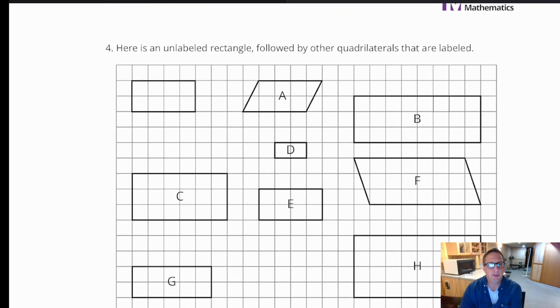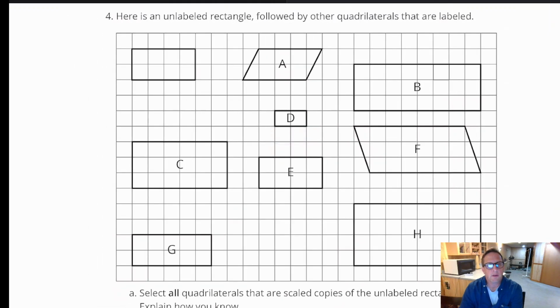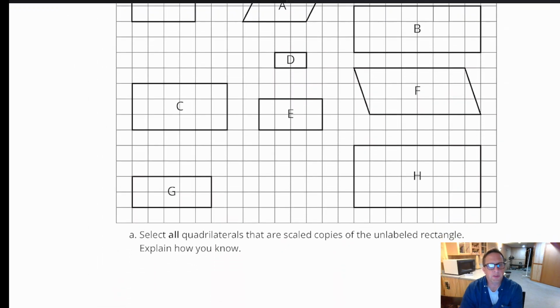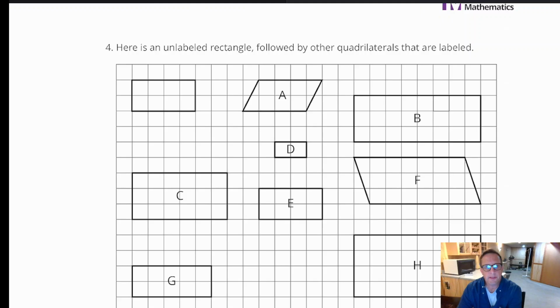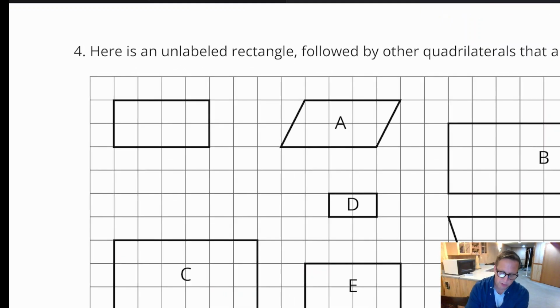For problem number 4, it says here is an unlabeled rectangle followed by other quadrilaterals that are labeled. All right, so select all quadrilaterals that are scaled copies of the unlabeled rectangle. Now the thing that sticks out for me on the unlabeled rectangle is that the length of it is double the width, right? 4 by 2. That's a 2-to-1, or 1 to 2. But you got that relationship right there, where this value is half that value.